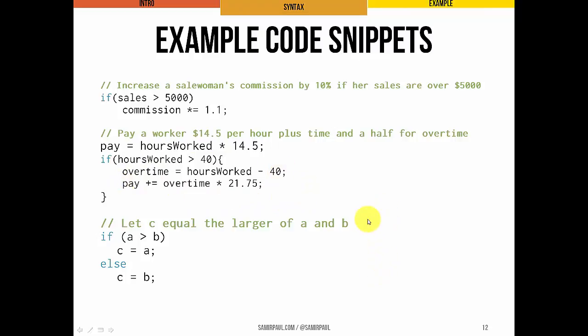Third snippet of code, again, you'll see no curly braces, so we have to be very, very careful. We want to assign the larger of two variables, A and B, to a third variable, C. So we check if A is greater than B, then C equals A, otherwise C gets B.